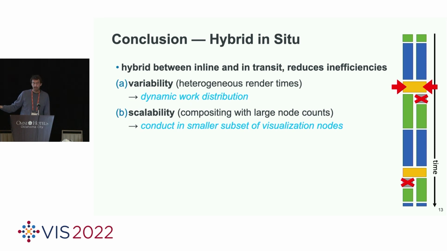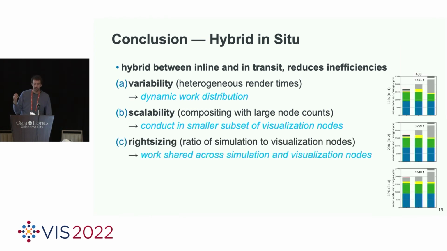Limited scalability can be an issue for some operations like compositing with large node counts. And hybrid in situ tackles this by limiting this operation to the smaller set of visualization nodes. It is challenging to pick the correct ratio of visualization to simulation resources for in-transit techniques. And hybrid mitigates this issue as it allows work to be shared across both simulation and visualization nodes.